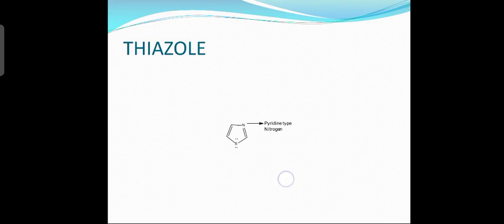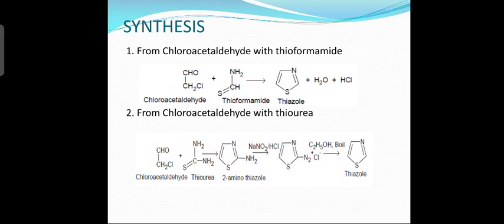Now, you can see the structure of thiazole, the molecular formula. It has sulfur, similar to the oxazole structure. Instead of oxygen you have sulfur, that's all, and one more is nitrogen at the third place, that is pyridine type nitrogen. Now what is the IUPAC name of thiazole? 1,3-azole, with the sulfur atom and pyridine type nitrogen at the third position, a 5-membered ring. Now let us see the synthesis of thiazole.